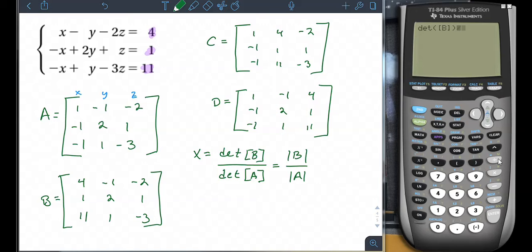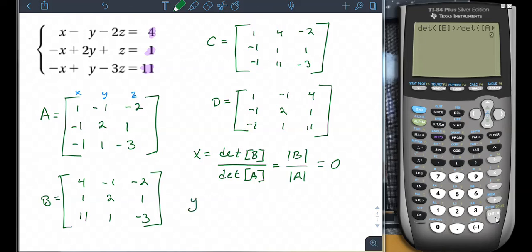Now I'm going to press division. Again, second matrix, move to the right, determinant, second matrix to find the determinant of A, and I'm going to press enter. So that means that the x value on this system of equations is 0.